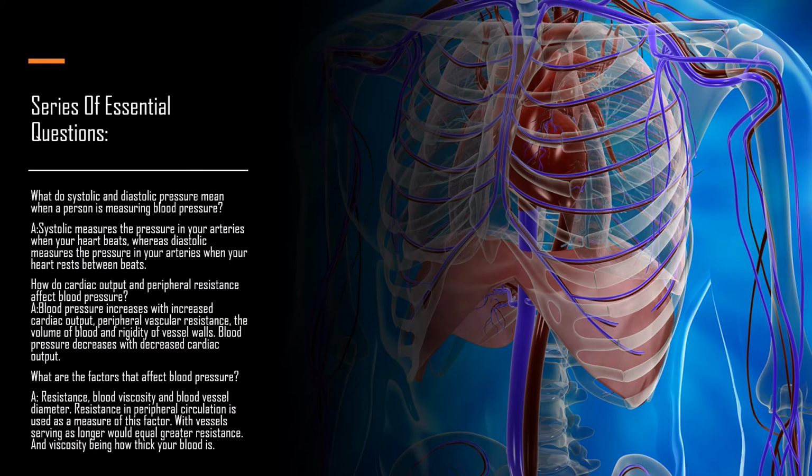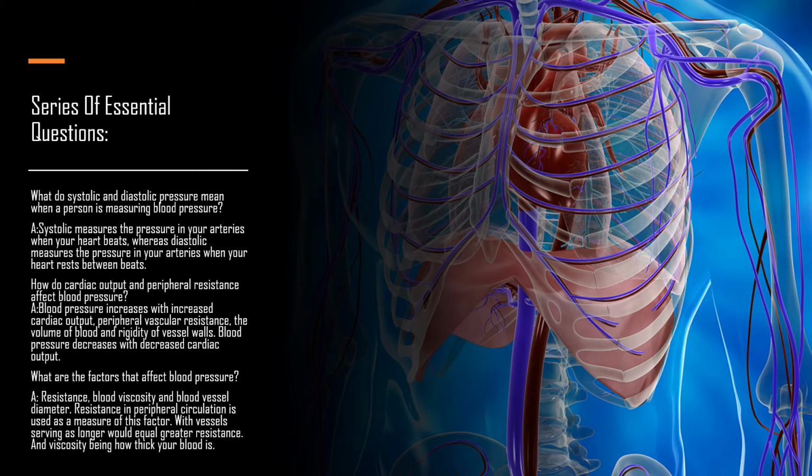For this slide, we will go over another series of essential questions. For our first question: what do systolic and diastolic pressure mean when a person is measuring blood pressure? Systolic measures the pressure in your arteries when your heart beats, whereas diastolic measures the pressure in your arteries when your heart rests between beats. On to the next question.